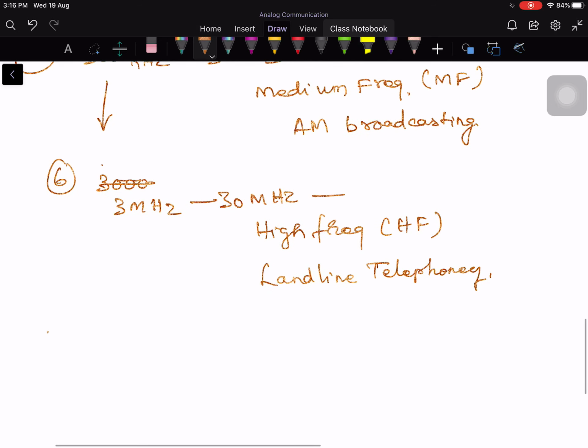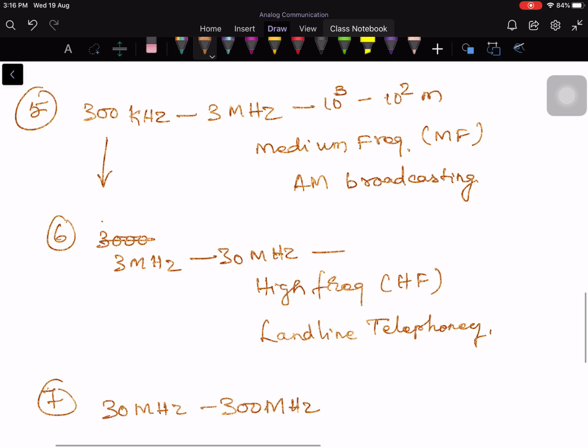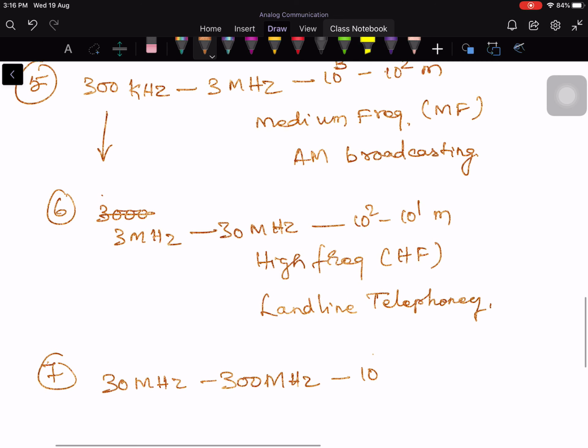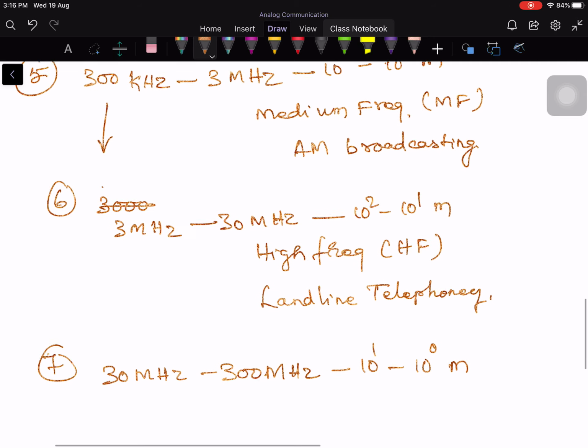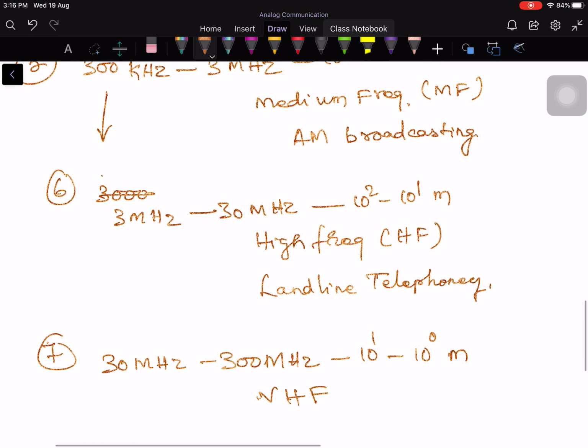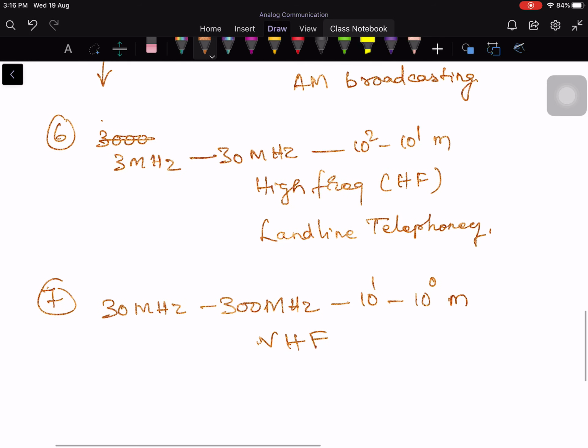Okay, and then the seventh one is 30 megahertz to 300 megahertz. This is very high frequency, and here the range is 10 power 2 to 10 power 1 meters, and the wavelength range is 10 power 1 to 10 power 0 meters. That means 1 meter, and this is very high frequency. This very high frequency is used in FM broadcasting, FM radio, then TV, television engineering. FM means frequency modulation.